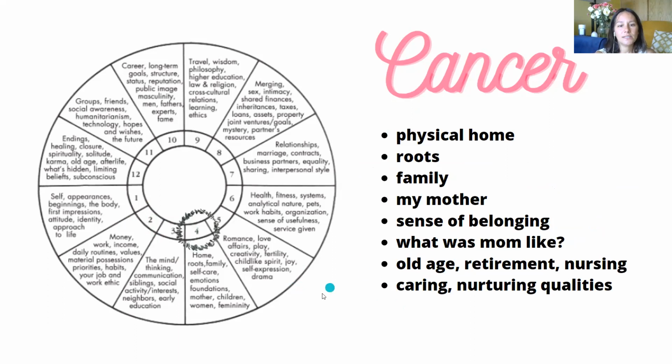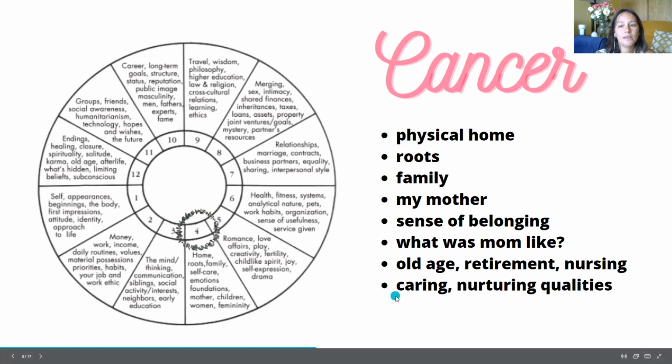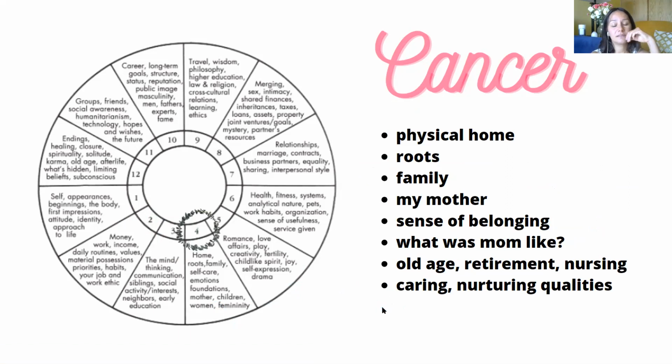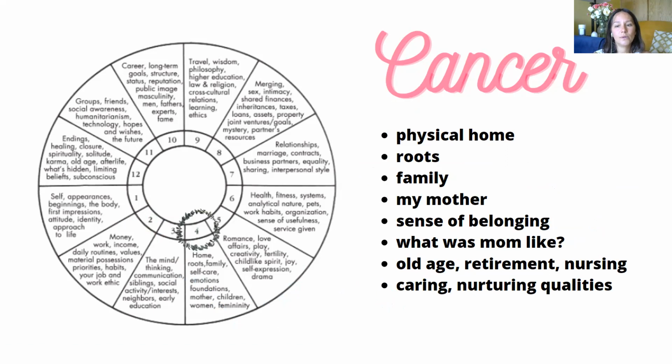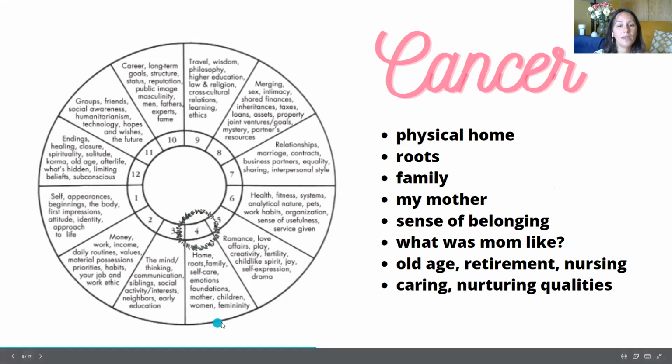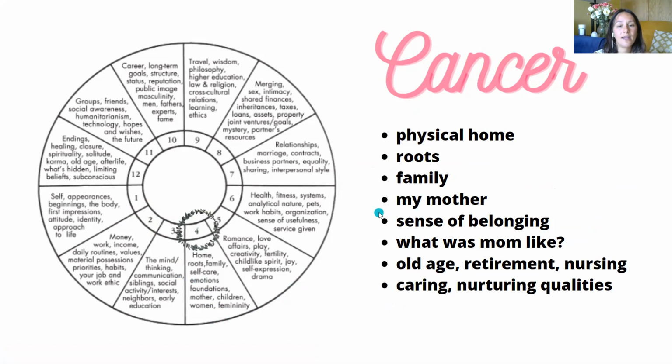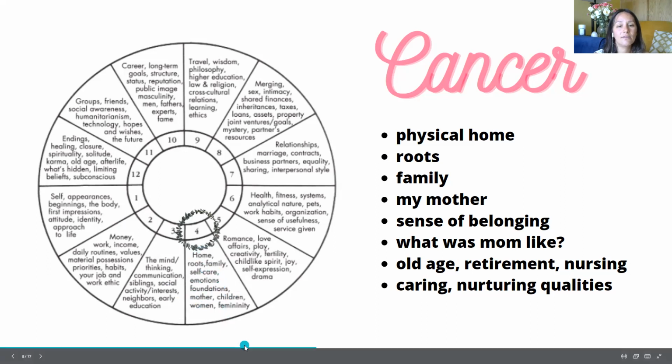Next, we have Cancer, which is the house of the home, the roots, family, your mother. It will greatly tell you what your mother was like. And it's your sense of belonging, has to do with caring and nurturing, and basically your home and femininity and self-care. And emotion. So it's Cancer's house, and whatever is here is where your life is expressing Cancer-like things.